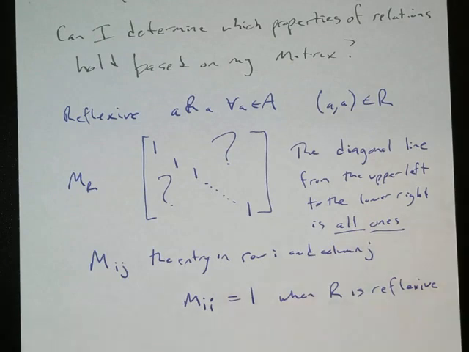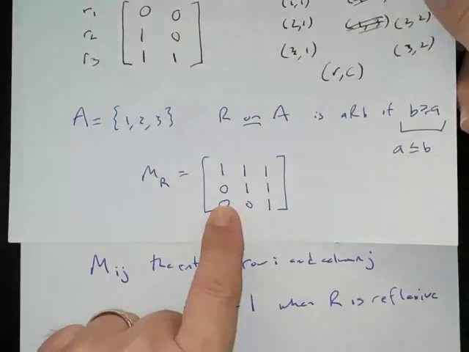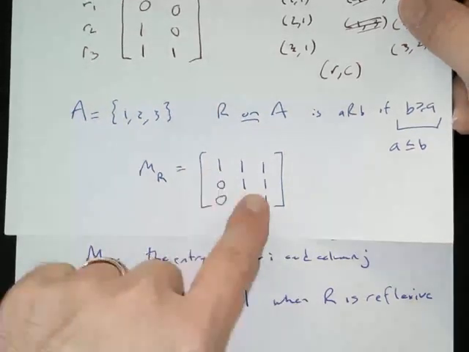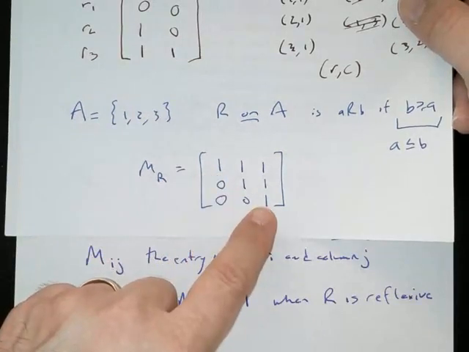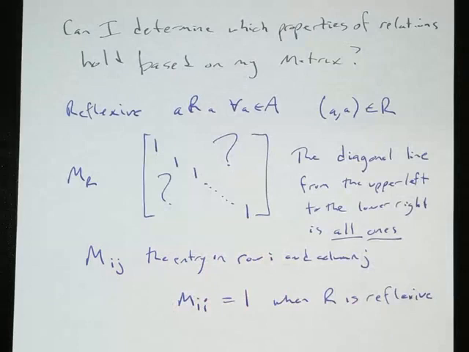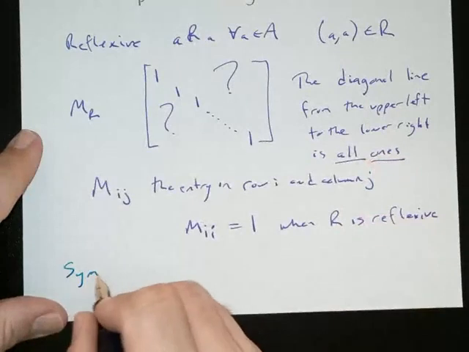So I can go back to the relation we were doing earlier. Is this one reflexive? Yes. 1 is related to 1, 2 is related to 2, 3 is related to 3. Even if I didn't know what this relation was, and somebody just gave me the matrix and said, is this relation reflexive? I can answer that. Other properties, we had symmetric. How do I know if a relation is symmetric?